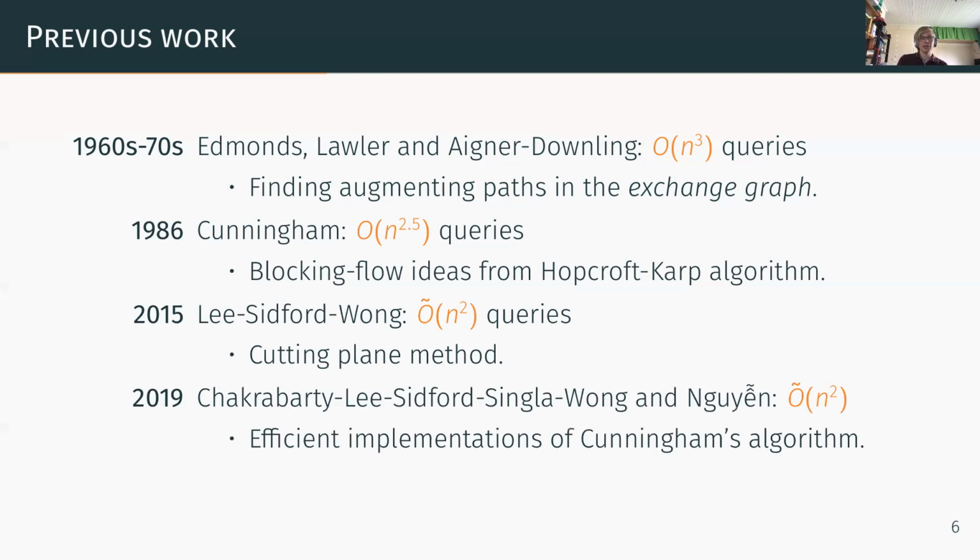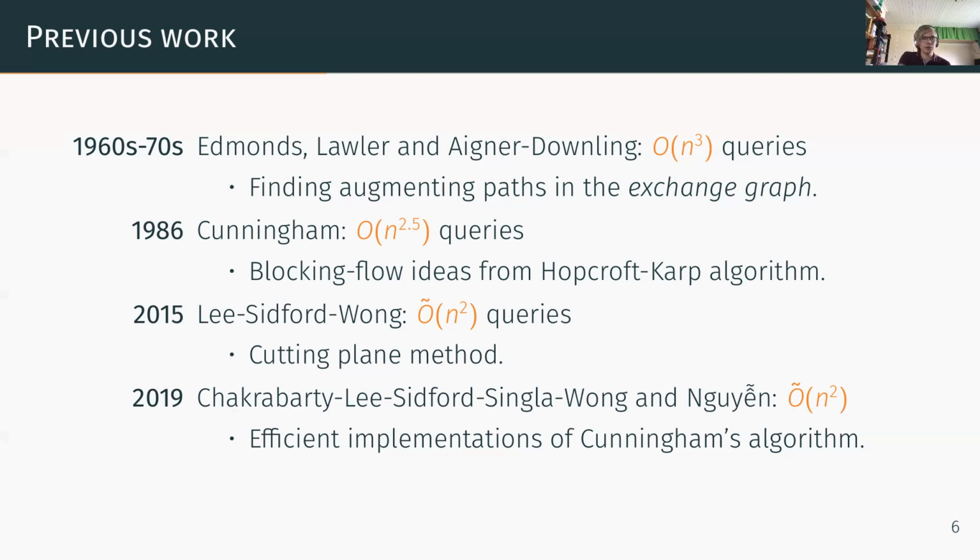Quite recently, in 2019, there were two independent works, one by Chakrabarty, Lee, Sidford, Singla, Wang, and the other one by Nguyen. And they were concurrent and independent, and they both showed an n-squared algorithm for matroid intersection based on these augmenting paths ideas again. And essentially, this is an efficient implementation of Cunningham's algorithm from 1986.